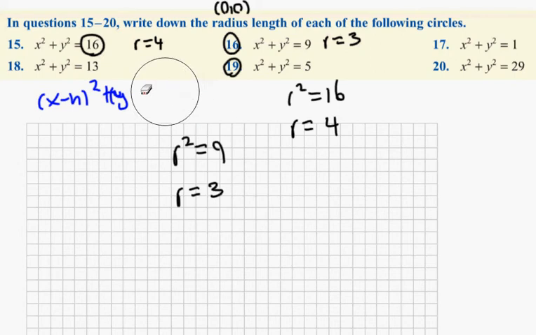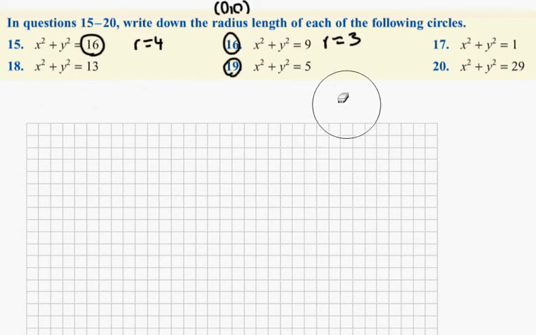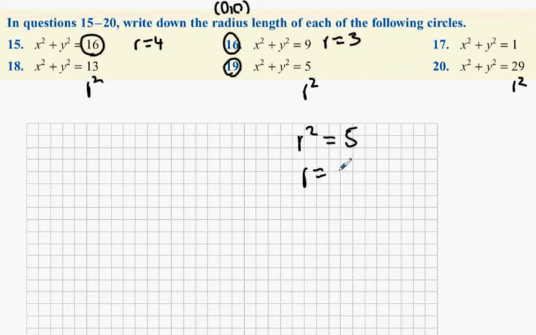Not 25. The R squared value is always on the other side. See, they're all R squared values. It'll be R squared equals 5. And what happens when you square root both sides? R equals root 5.